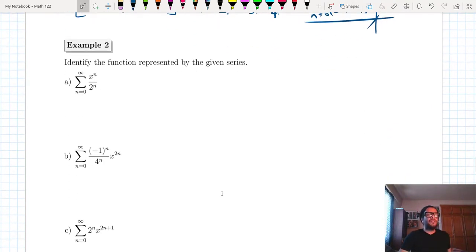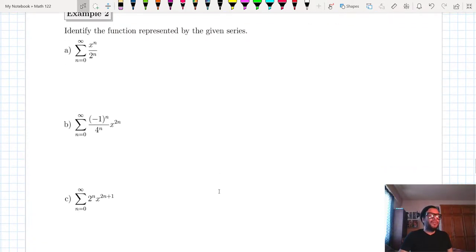Okay, so you will see a similar example on the homework. Now let's do it the other way around. Now they're asking us to find the functions being represented by those series. So notice this x over 2. That reminds me of the geometric series.